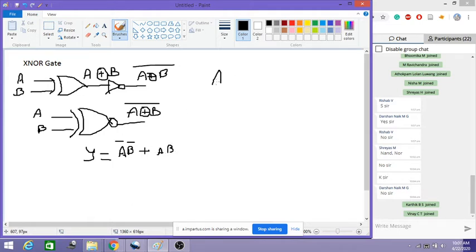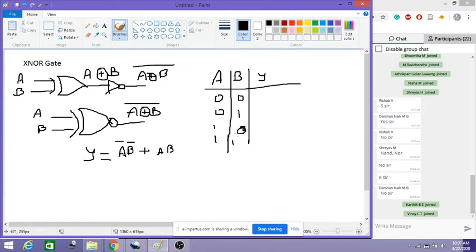So now let us see the truth table here. We have two inputs A and B and we have an output Y. So how does this truth table look like? 0 0, 0 1, 1 0, 1 1. Now it is just the complement of our XOR gate. So XOR gate, we had 0 here, so now it will become 1. There was 1 in XOR, and here it will become 0. And for 1 1 there was 0, and now here it is 1. So it means when both the inputs are same, I'll get the output as 1.